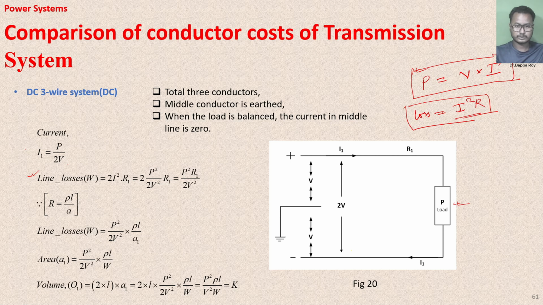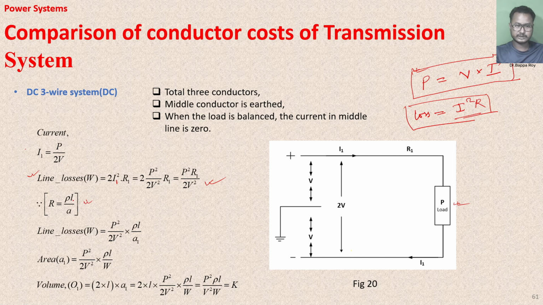Okay, we can write from here 2I square. I is equal to P by 2V, it will be I1. So 2I1 square. We are just putting the value of I1 here and R1. So it will come as P square R1 by 2V square. Okay, it's clear now. And we know R is equal to rho L by A.